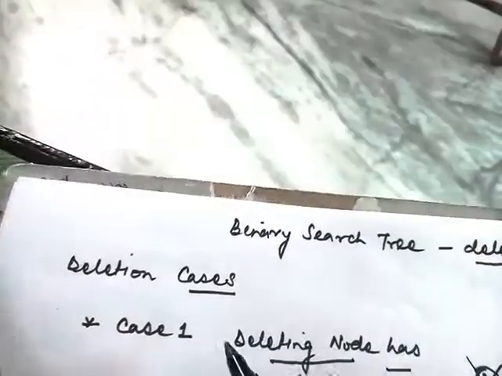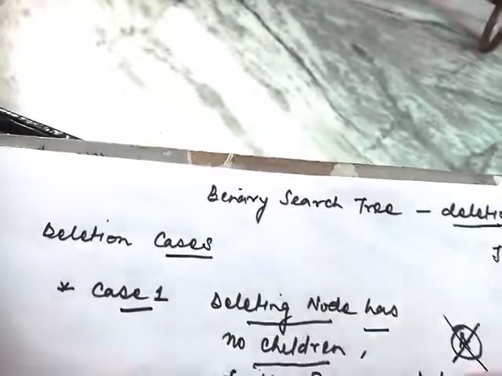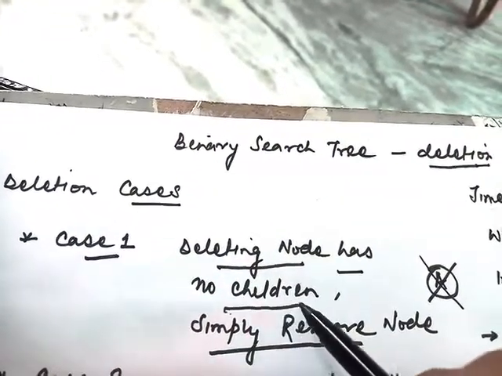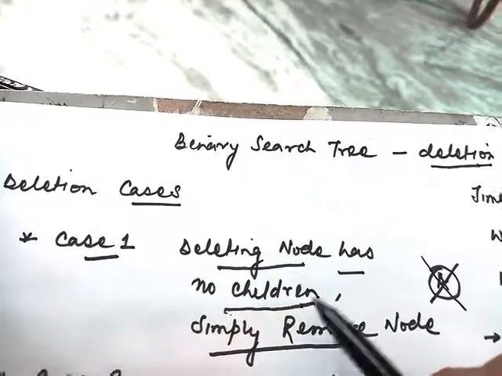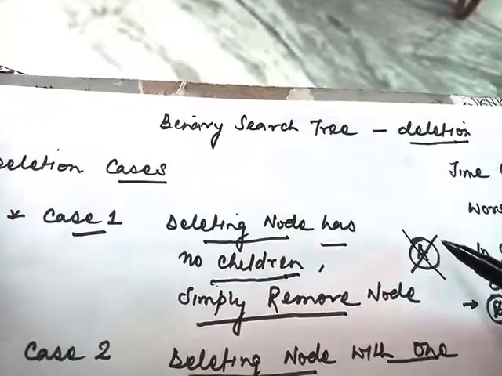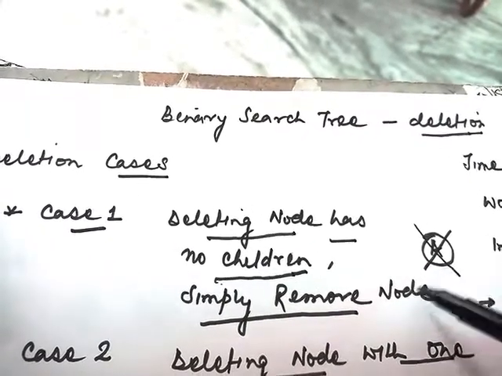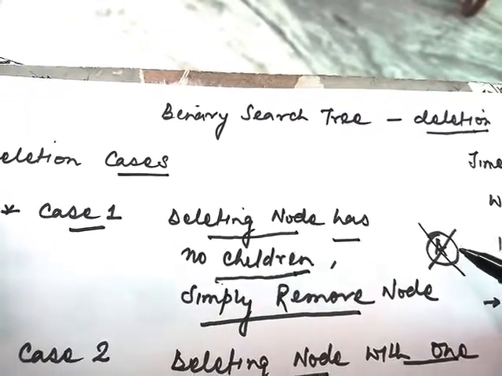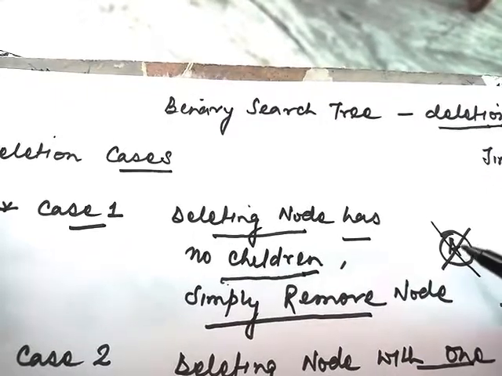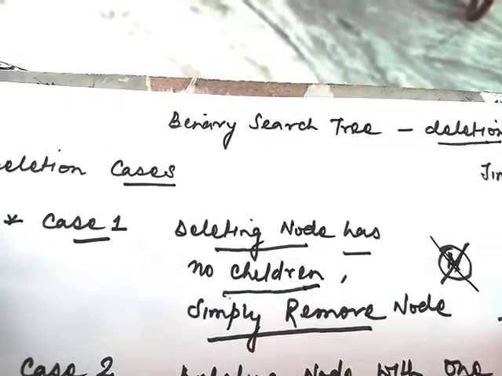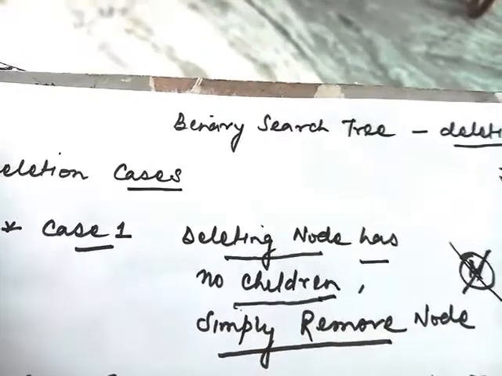See, but the deletion has some cases. For example, suppose the node that I want to delete has no children. It's just like a leaf node. So like this, suppose there is a node called a, it has no left child, no right child. So what we have to do is just delete this node. So simply we have to remove this. We will take one example later on.